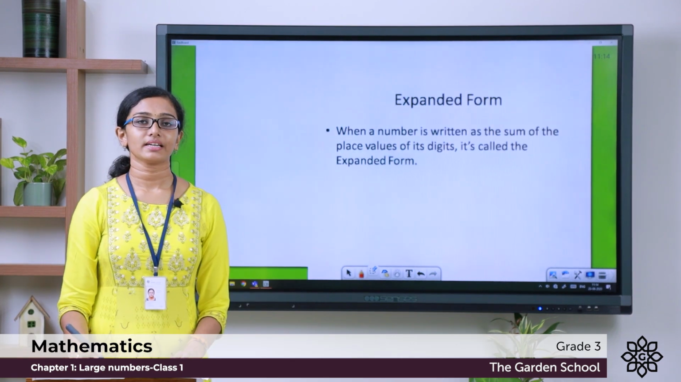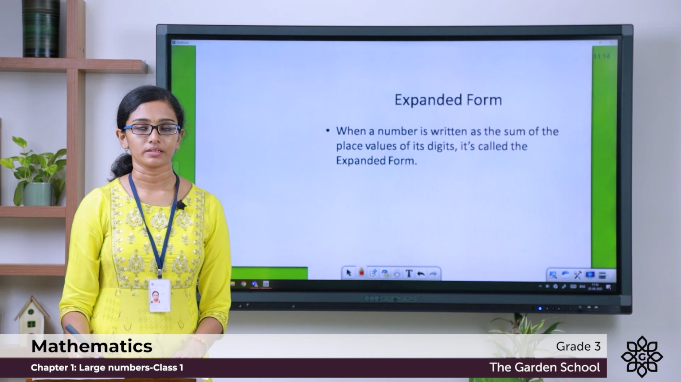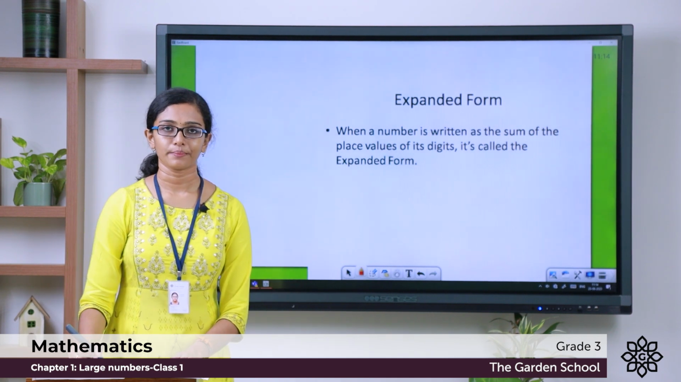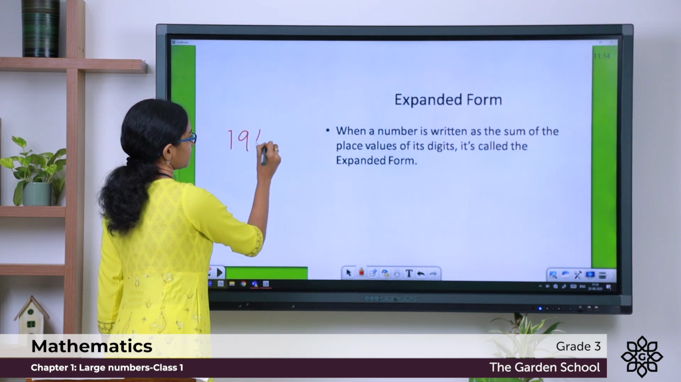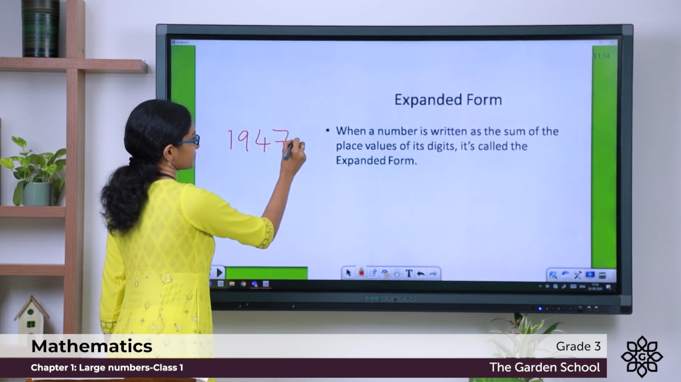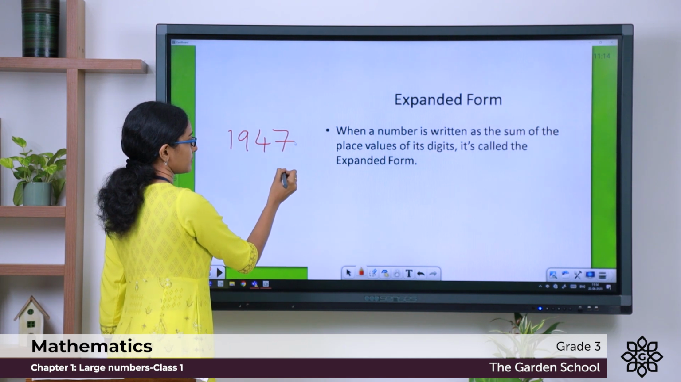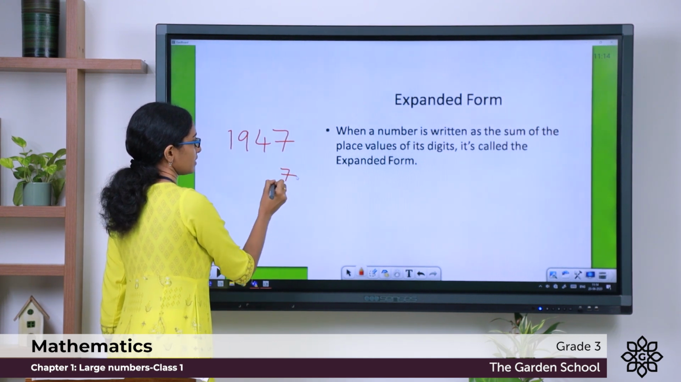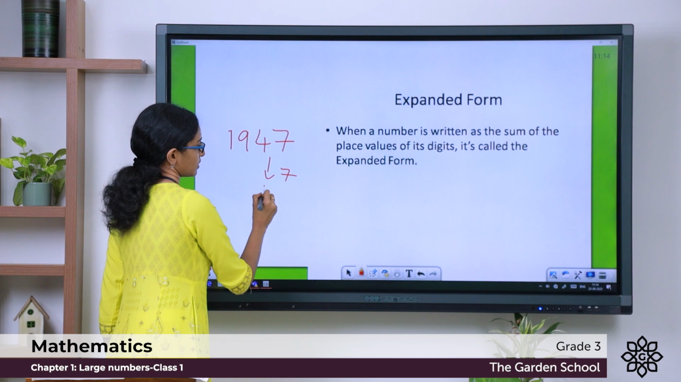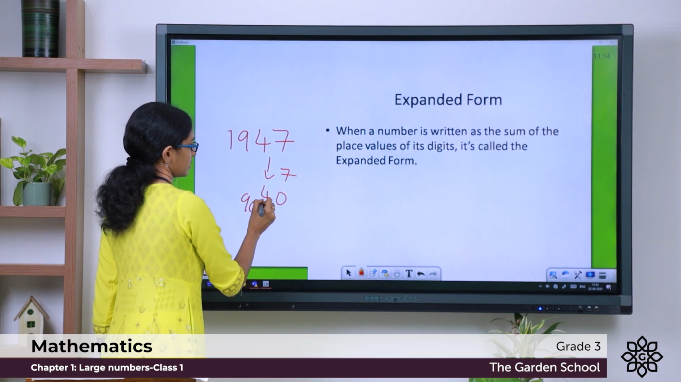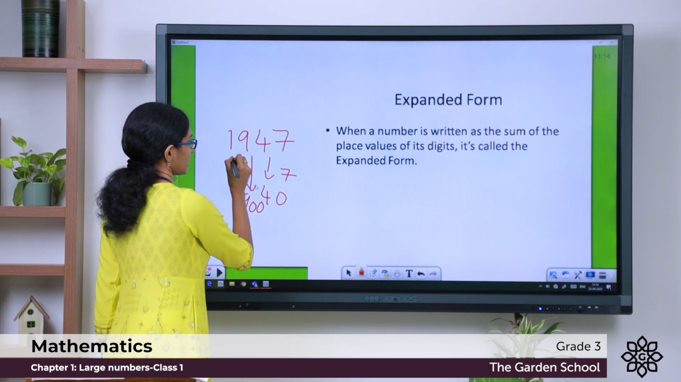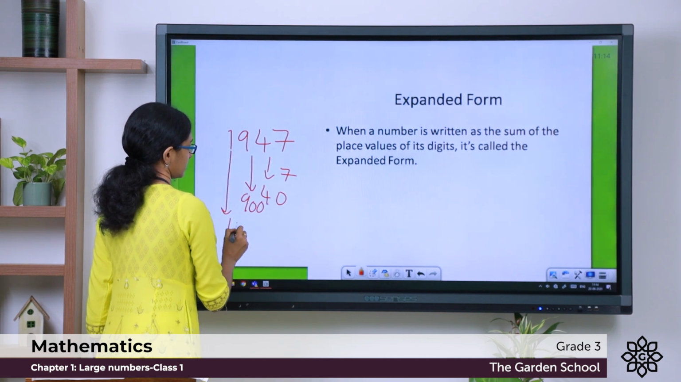Now let's see what is the expanded form of a number. Let's take the case of a 4-digit number, 1947. What are the place values of this number? It is 7, 40, 900 and 1000.